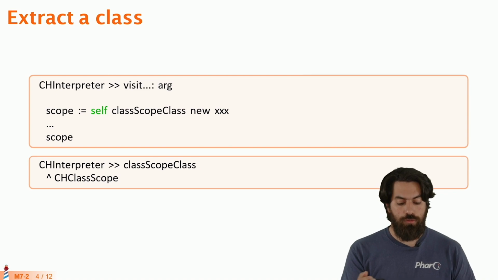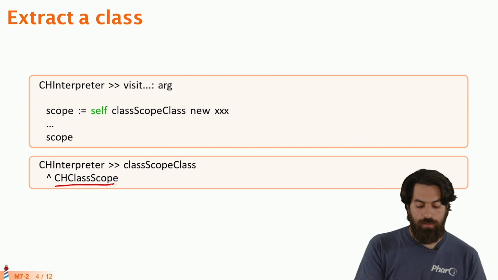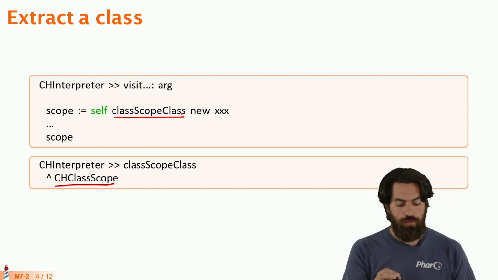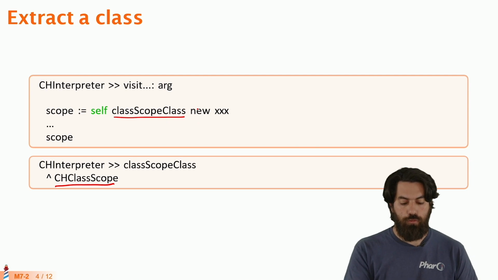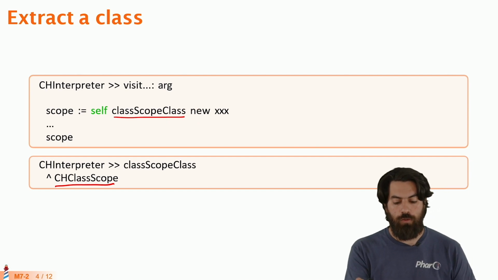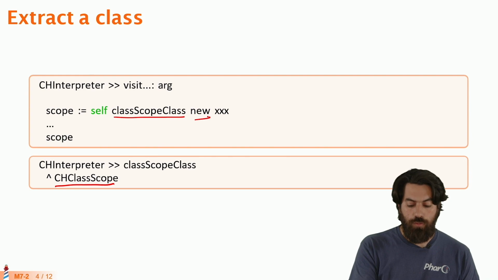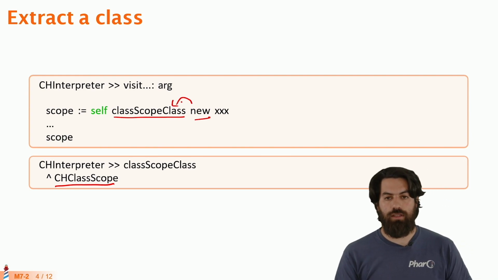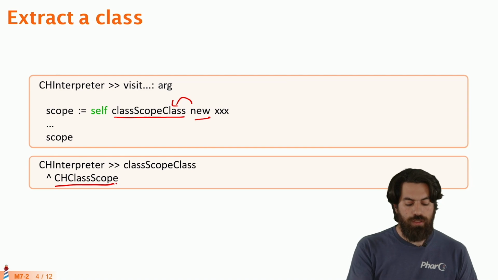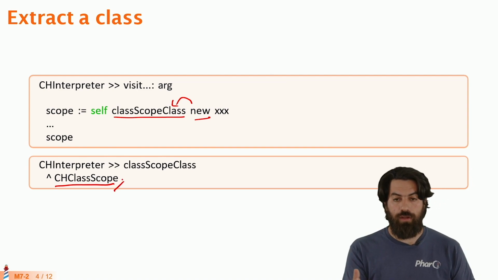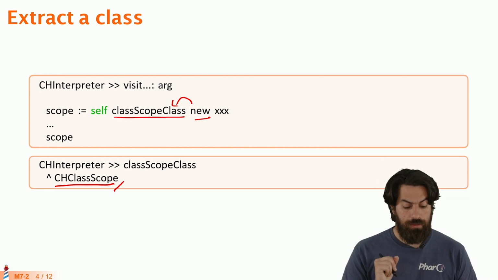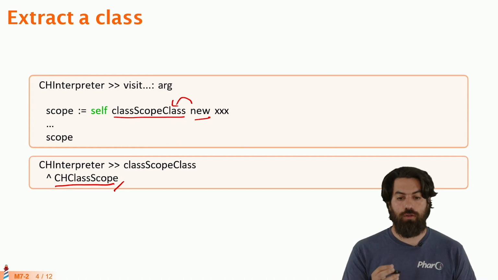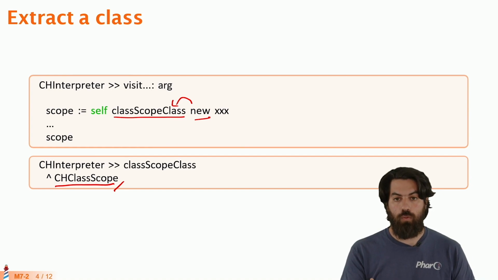One possible thing to do is to extract the class into its own method. So instead of hard coding the class there and sending new to the direct class, I can make a method that returns the class that I'm going to use and send new to the result of this message. So, of course, this can only be done in languages where classes are first-class objects like Pharo, Python, Ruby. You are not going to be able to do it in Java. But this solution is already something very good, and we can already work on this.